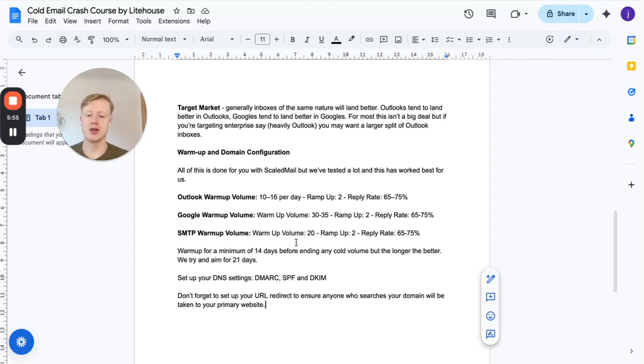On our average, as you can see here, Outlook is more of like a 1-to-1 ratio of warm-ups to cold, whereas Google and SMTP are more of like a 2-to-1, so 2 warm-ups for every 1 cold. And so obviously make sure your DNS settings are set up correctly. Again, Scaled Mail will do this for you, but DMARC, SPF, and DKIM have got to be done. Make sure you're doing your URL redirects as well.